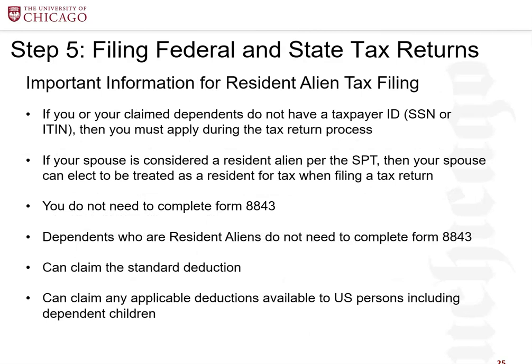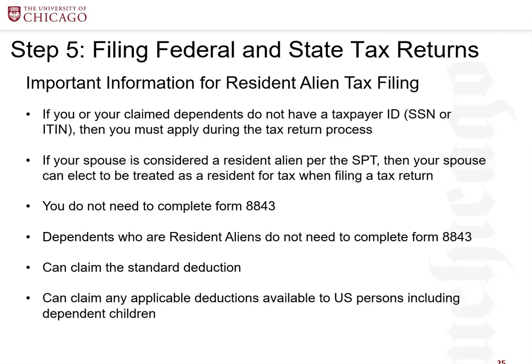If you're a resident for tax, if you or your claimed dependents do not have a taxpayer ID, for example, a Social Security number or an ITIN, you still must apply during the tax return process. If your spouse is considered, and this is a typo on the slide, a non-resident alien per the substantial presence test, then your spouse can elect to be treated as a resident when filing their tax return jointly with you. You do not need to complete a Form 8843 because that form is only applicable to non-residents.